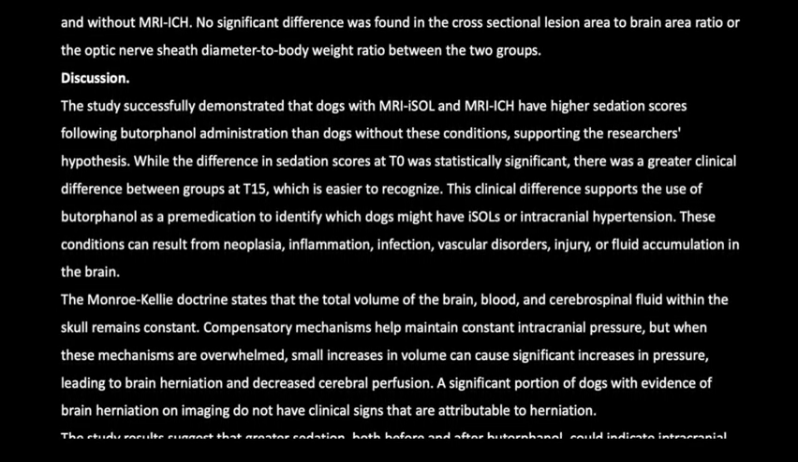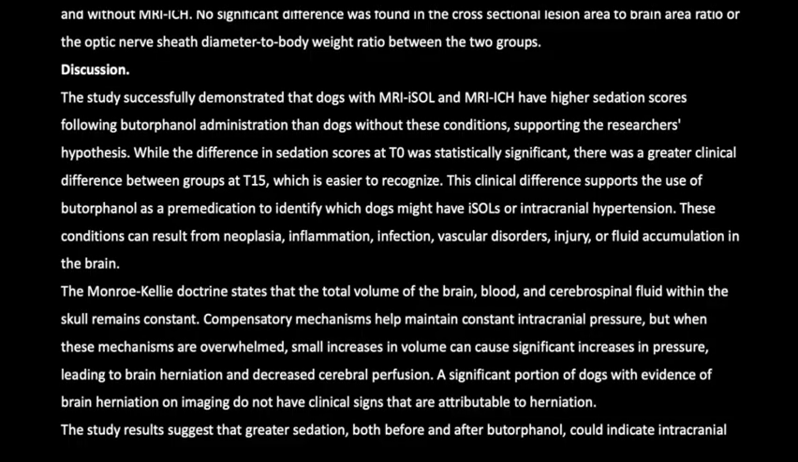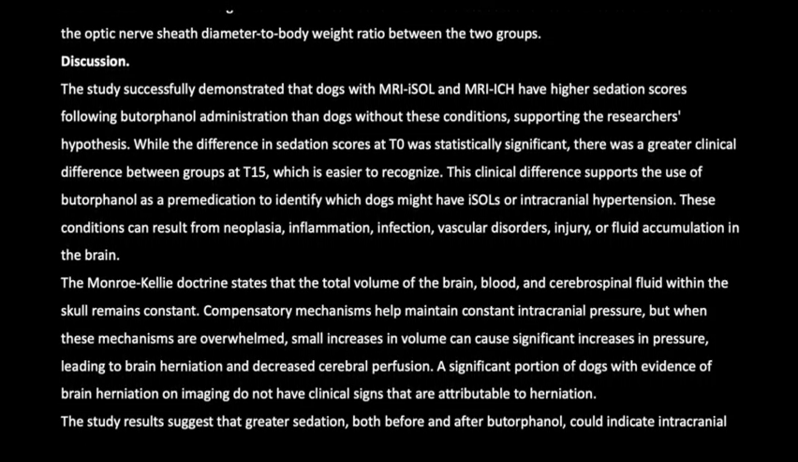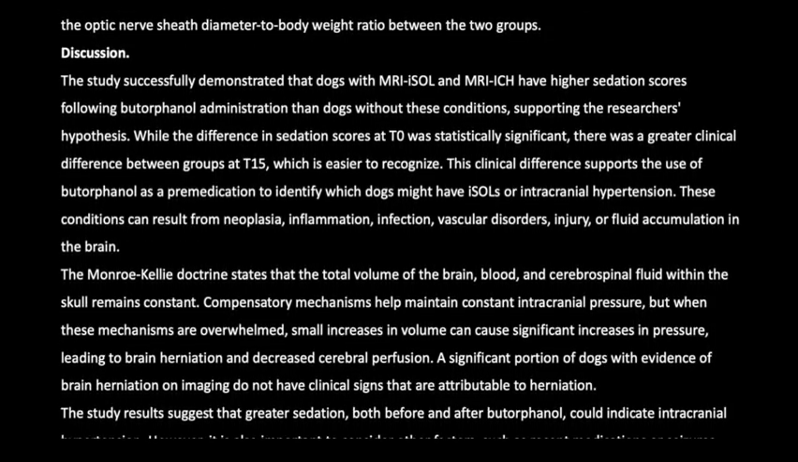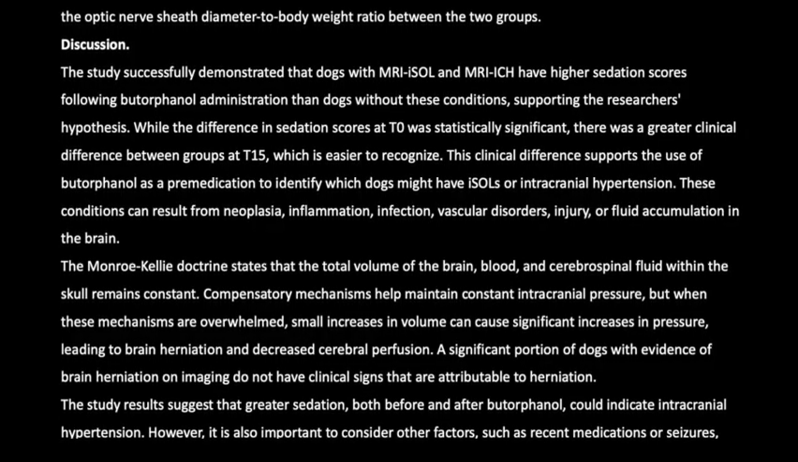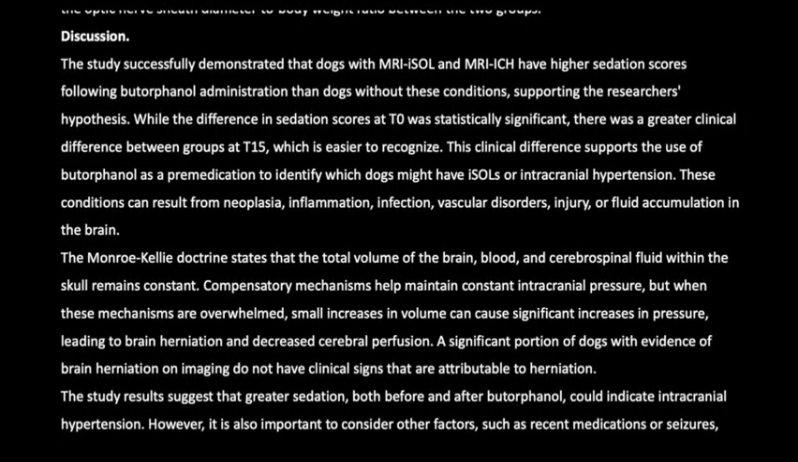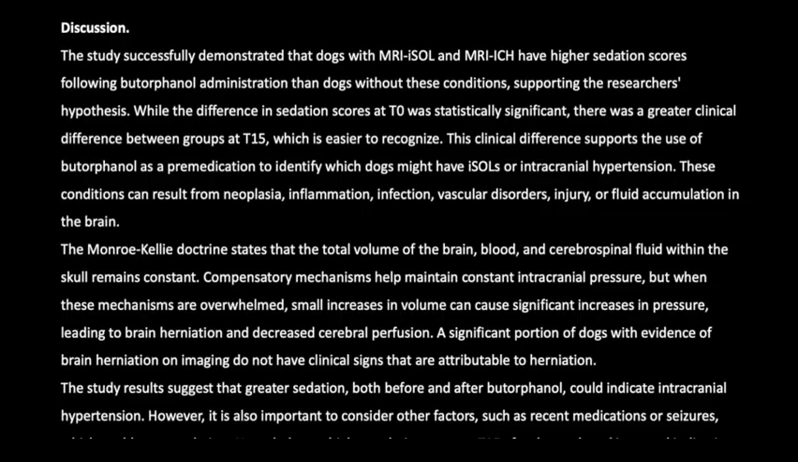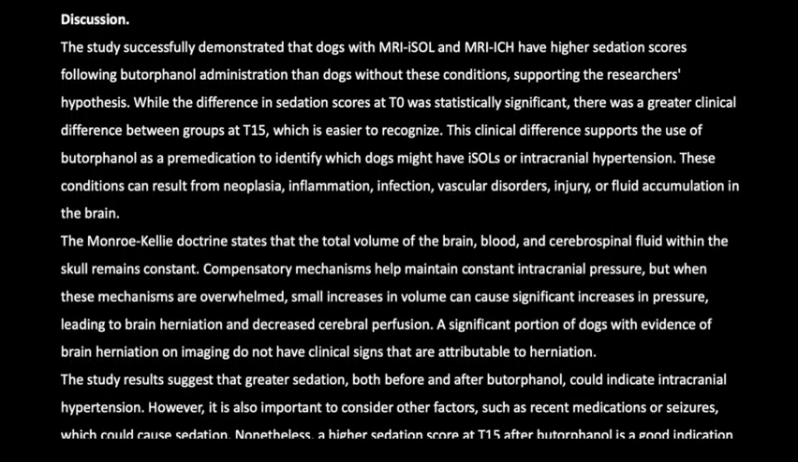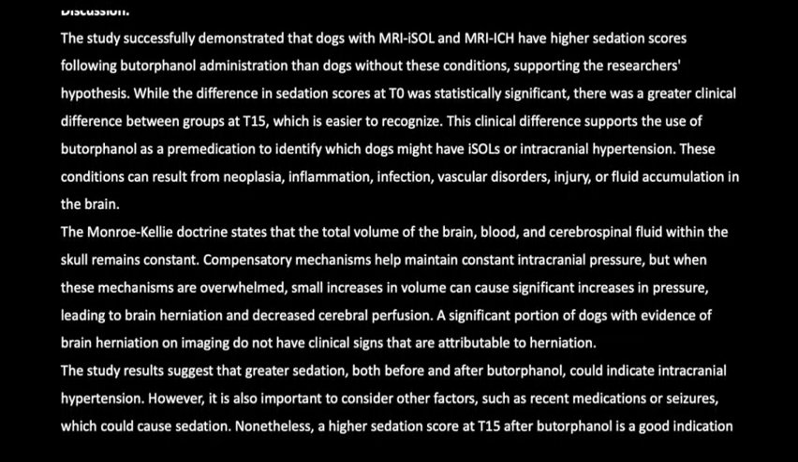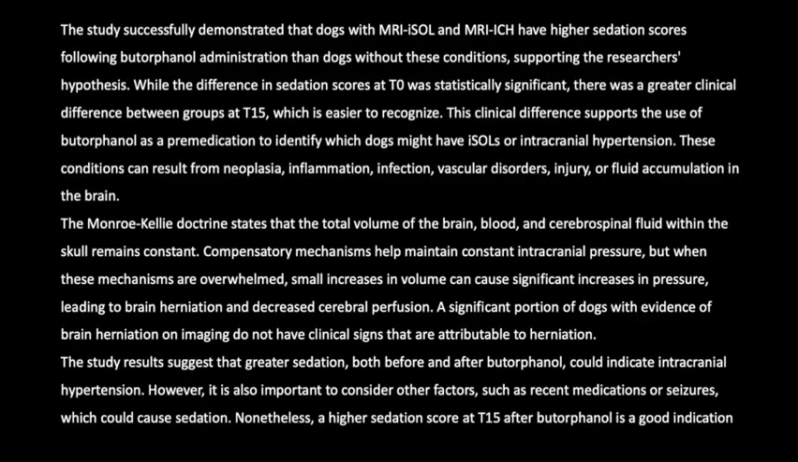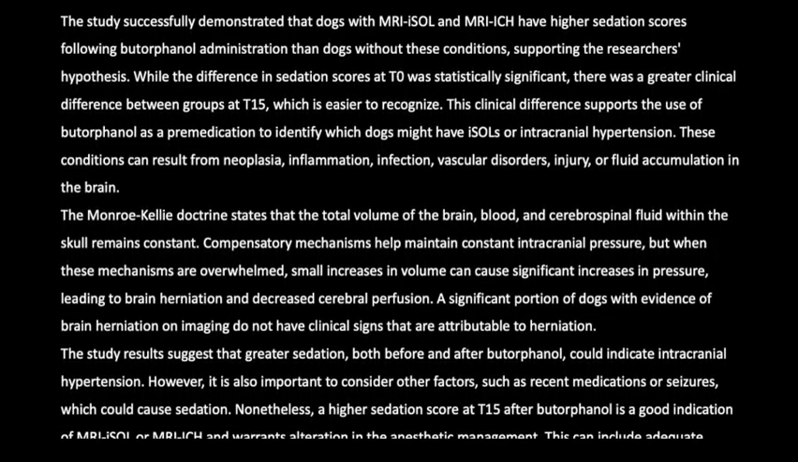The Monro-Kellie doctrine states that the total volume of the brain, blood, and cerebrospinal fluid within the skull remains constant. Compensatory mechanisms help maintain constant intracranial pressure, but when these mechanisms are overwhelmed, small increases in volume can cause significant increases in pressure, leading to brain herniation and decreased cerebral perfusion.